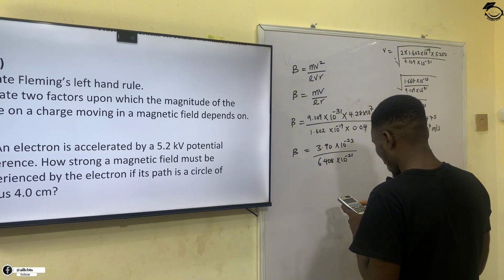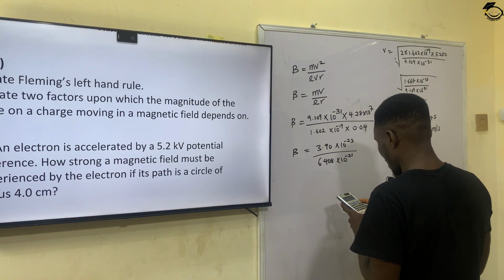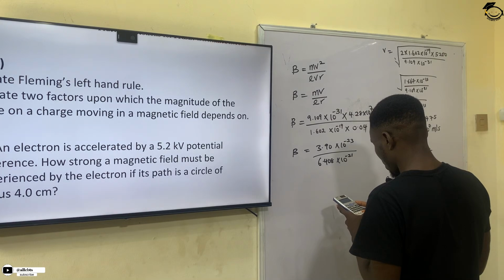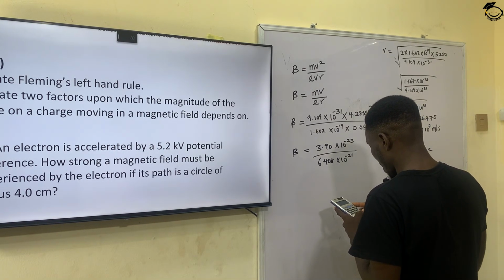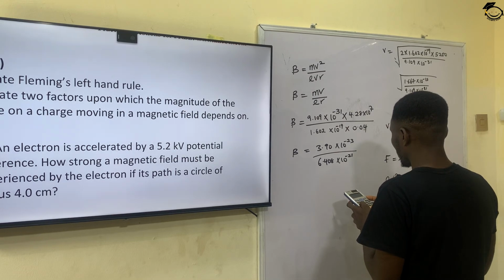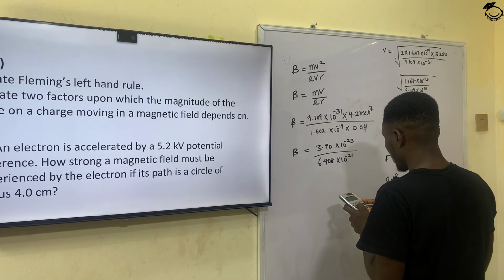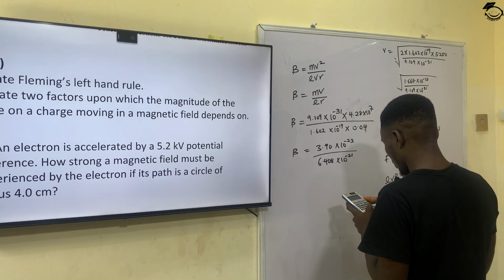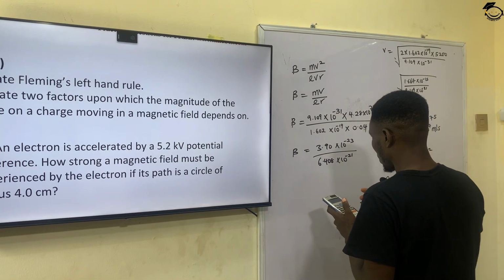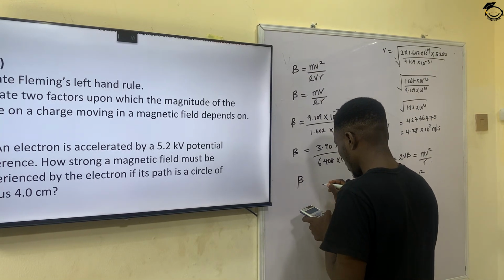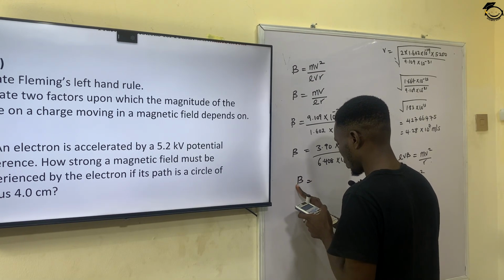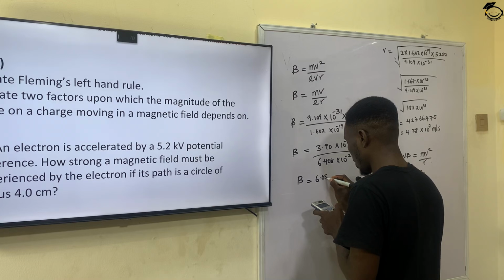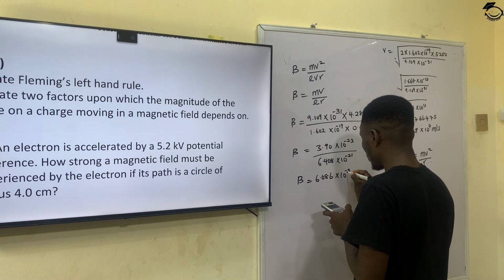So if I have 3.9 times 10 raised to power minus 23 divided by 6.408 times 10 raised to power minus 21, that will give me that my B is equal to 6.086 times 10 raised to power minus 3.